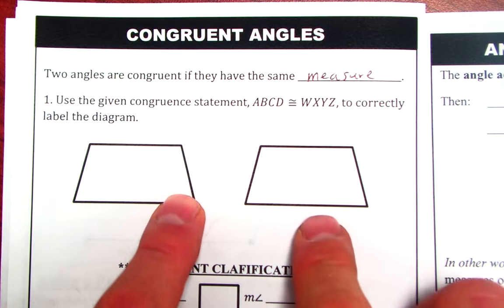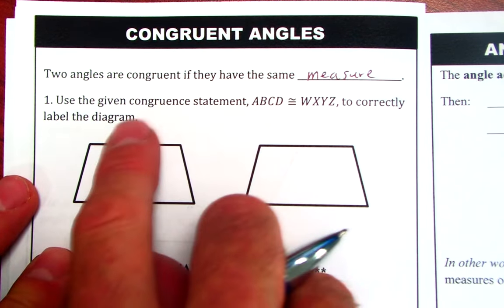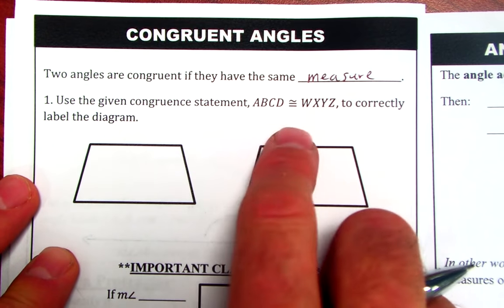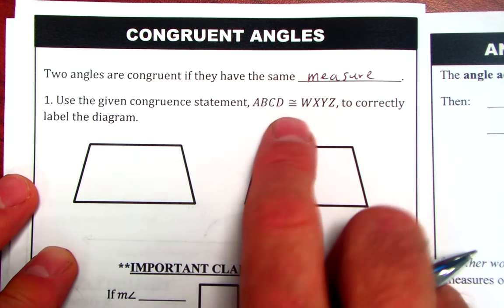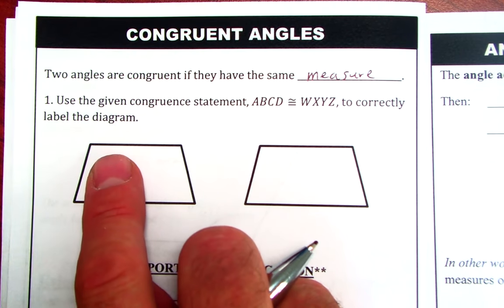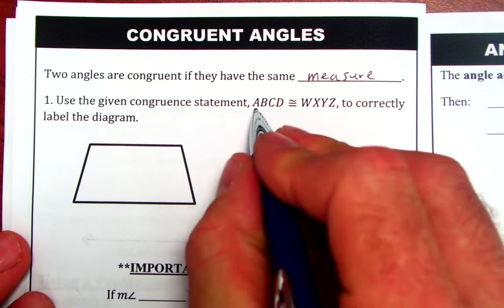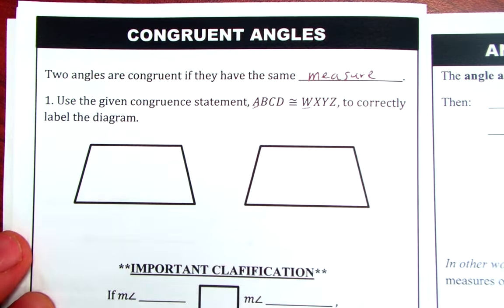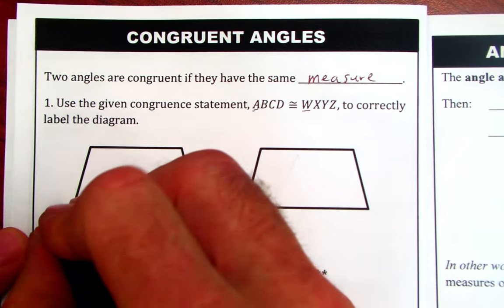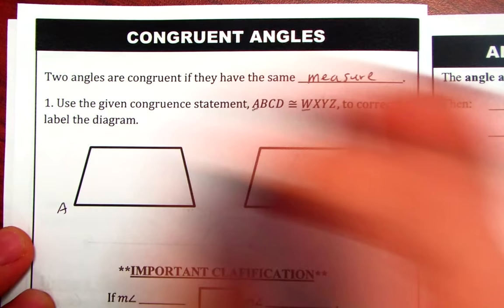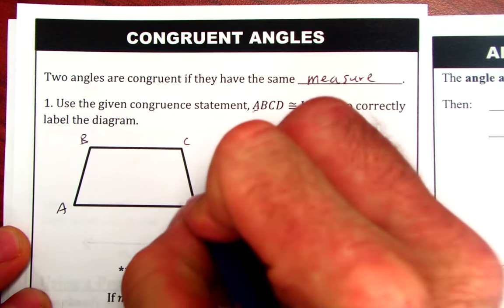So here I have 2 trapezoids or 2 quadrilaterals. Use the given congruent statement, a statement that says these 2 shapes are congruent, to correctly label the diagram. Well, what this tells you is that A and W are congruent angles. So we'll label this trapezoid A, B, C, D.